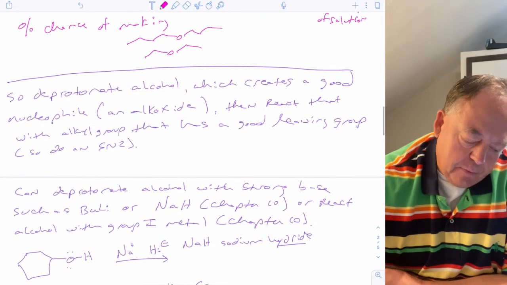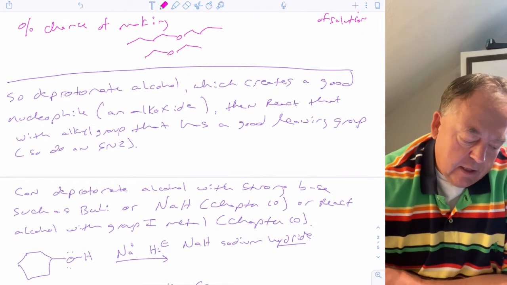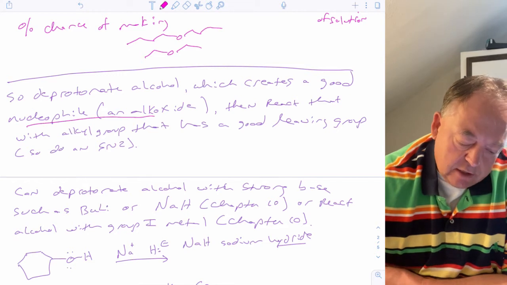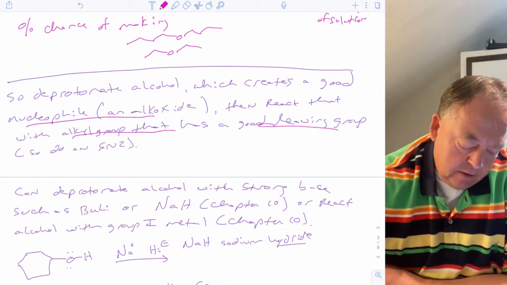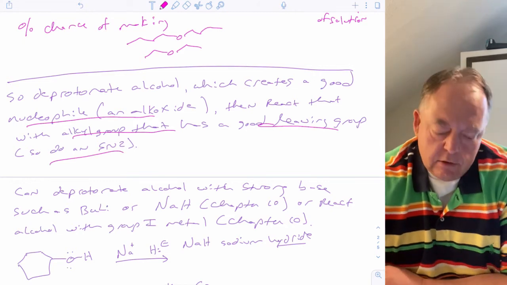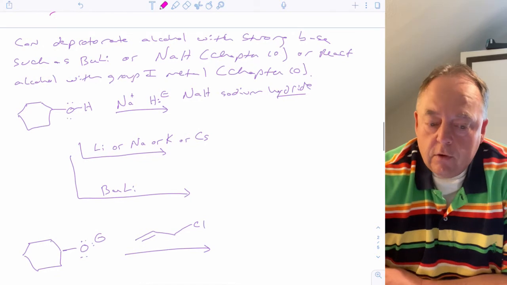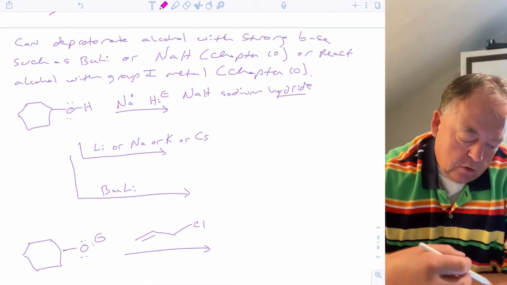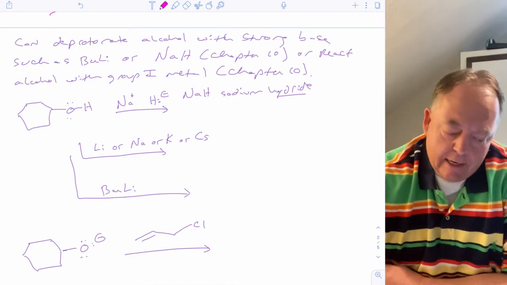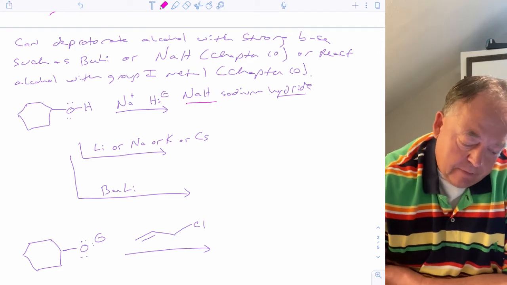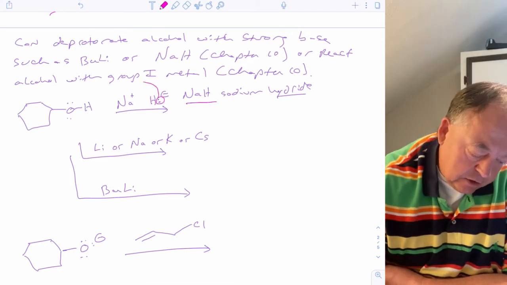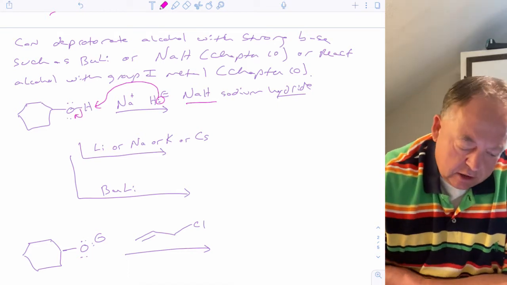So you basically deprotonate the alcohol with a strong base, which creates a good nucleophile, an alkoxide, that then you react with something that has a good leaving group on it, and that will do an SN2 reaction to make the ether. We've talked about other ways to deprotonate alcohols in previous lectures, in chapter 10, so back to organic 1. So you could use NaH, sodium hydride. H- is a good base. It can take off that hydrogen, and the OH electrons become a lone pair.